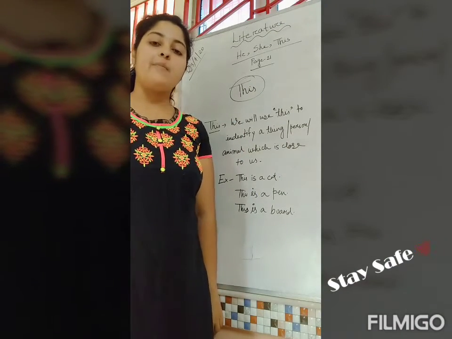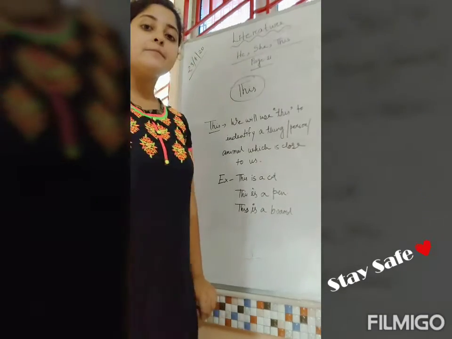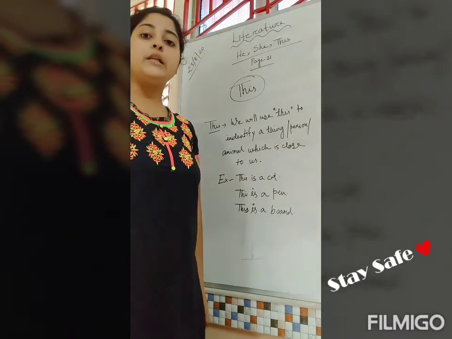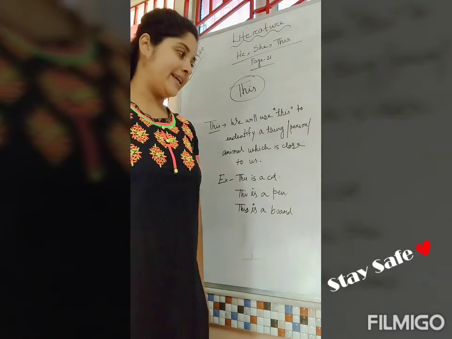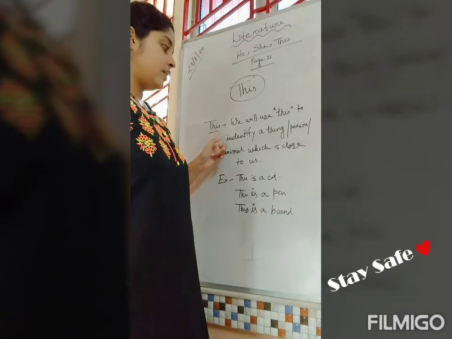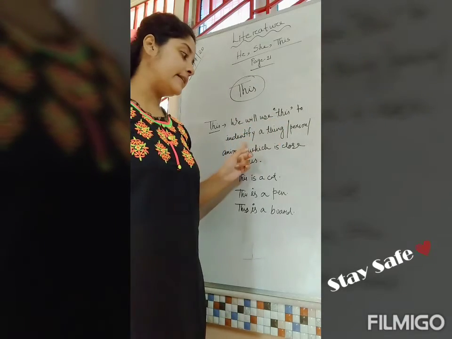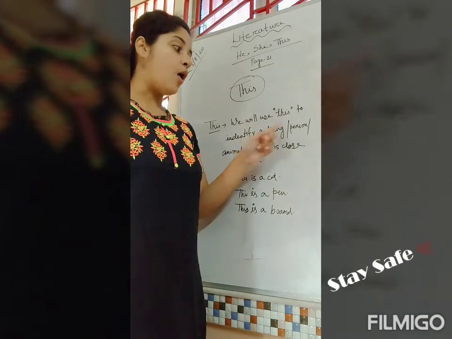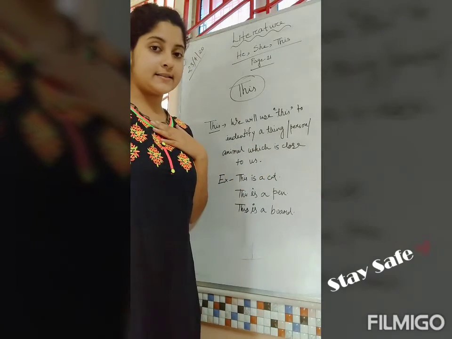Now we will learn about this. So what is this? When do we use this, do you know? Okay, I am telling you. We use this to identify a thing or person or animal which is close to us.